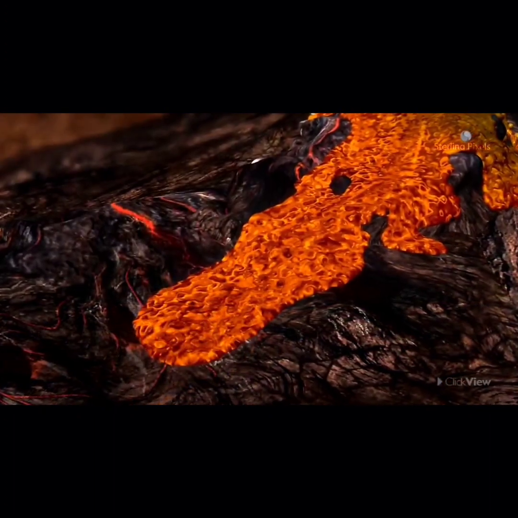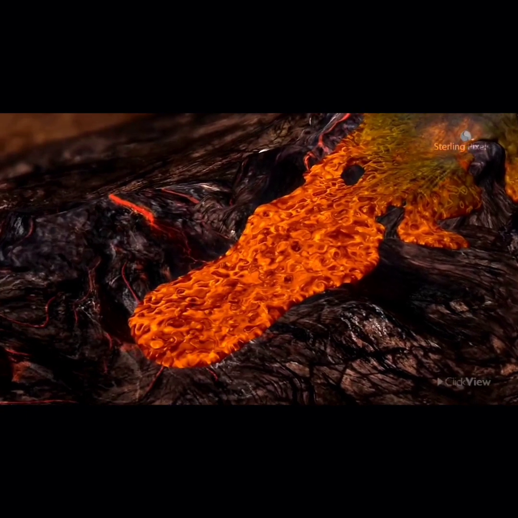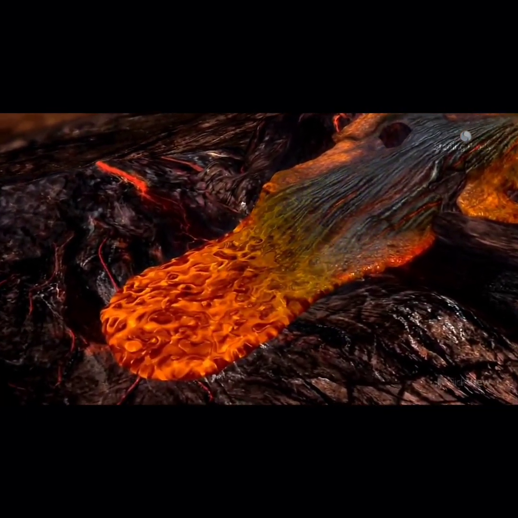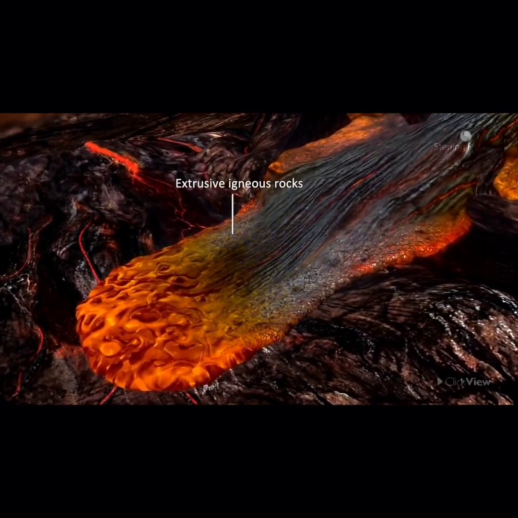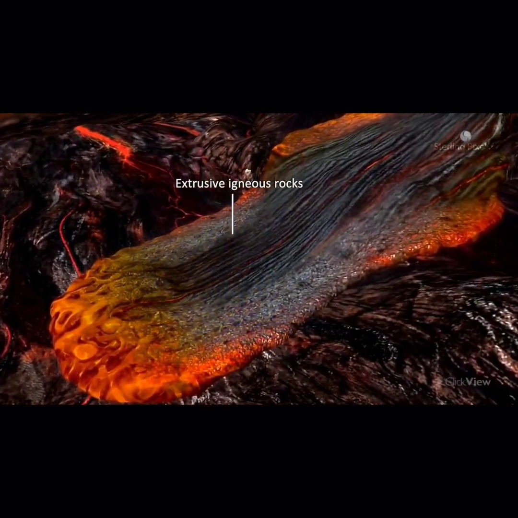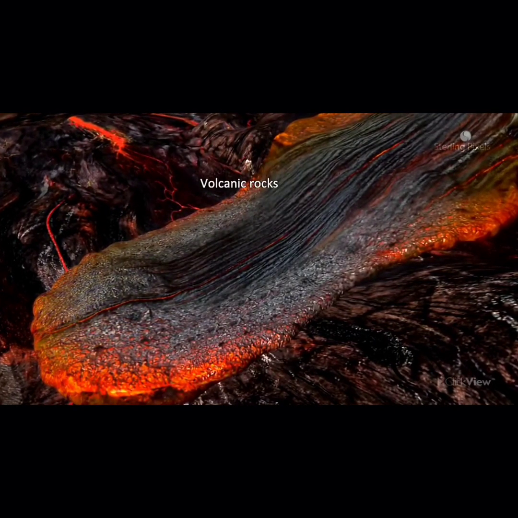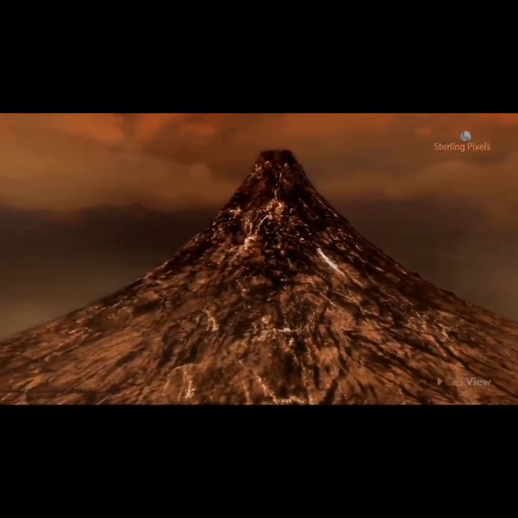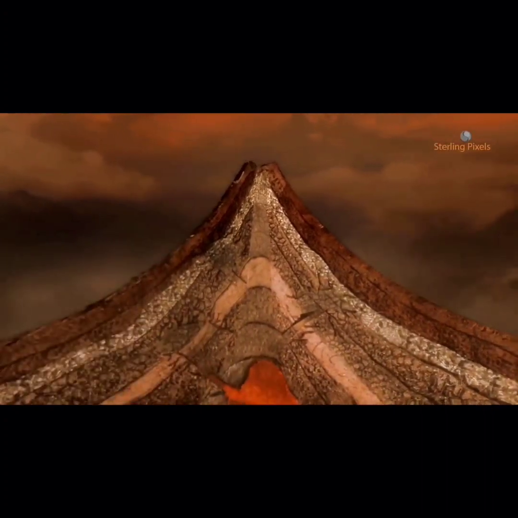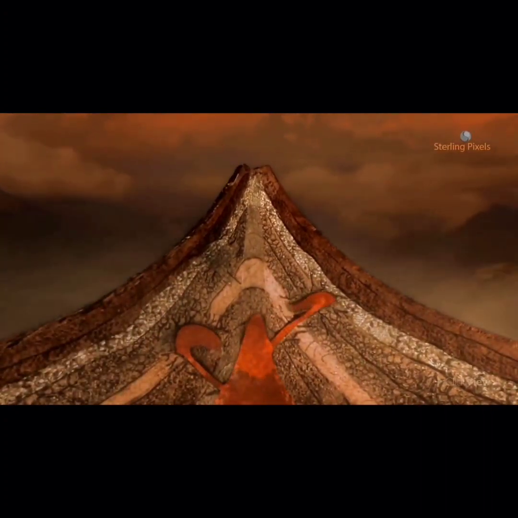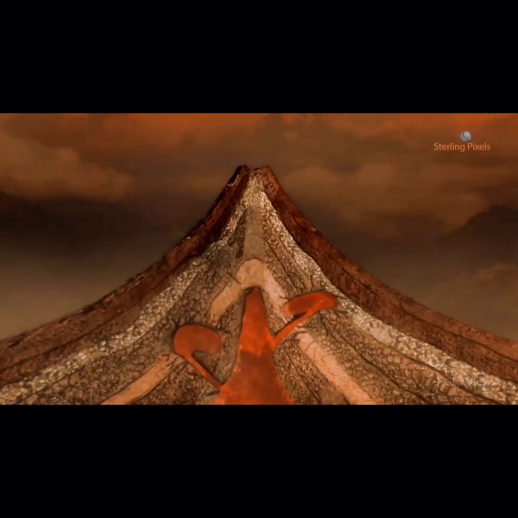The cooling and solidification of lava at the earth's surface resulted in the formation of extrusive igneous rocks, which are also known as volcanic rocks. Due to rapid cooling, their crystals are fine grained. However, some of the magma cannot come out and settles inside the surface, as shown over here.